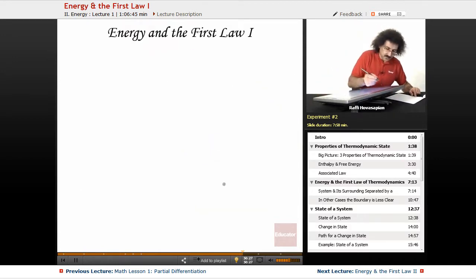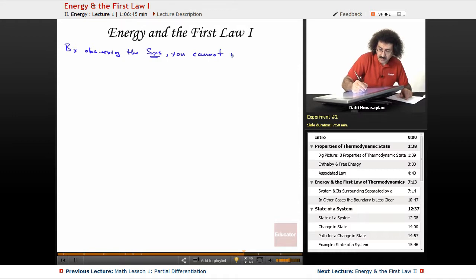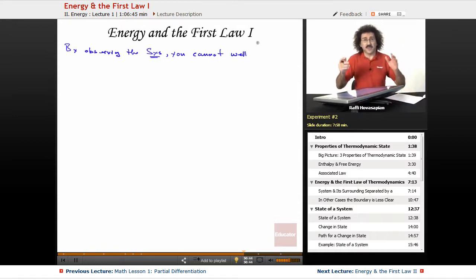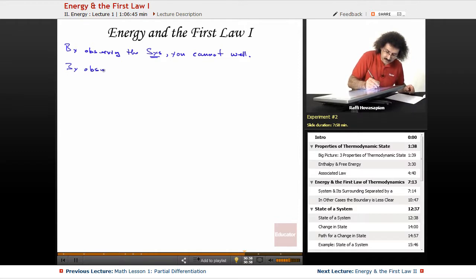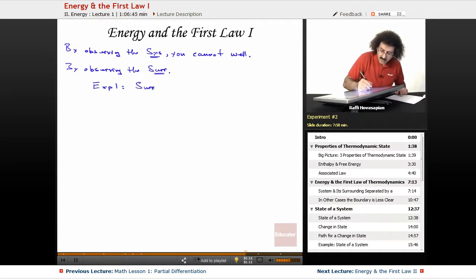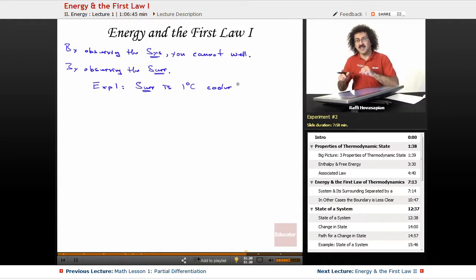Now, let's recall. By observing the system, you cannot tell. All you see is this beaker at 29 degrees Celsius and the other beaker at 29 degrees Celsius. The question is undecidable. However, if you look at the surroundings, you'll notice two things. In experiment 1, the surrounding is 1 degree cooler. Because it's 1 degree cooler, that means heat has flowed from the surroundings. Therefore, you know that that particular beaker rose in temperature because of a flow of heat, a transfer of heat.